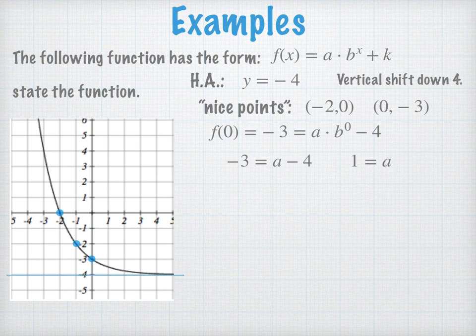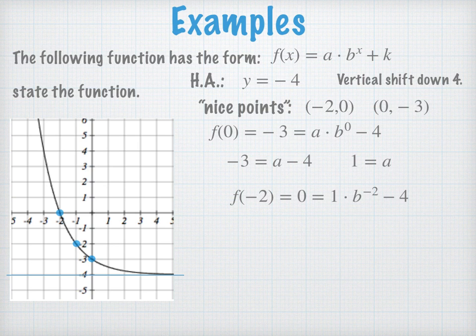So now we're going to plug what we know for a into our function, and we're going to use our other nice point, -2, 0. So when we plug in -2 for x, we should have it equaling 0. So 0 equals 1 times b to the -2 minus 4. We know that a equals 1, so we've plugged that in. We know that k equals -4, so we've plugged that in. And we're using the point, an x value of -2, a y value of 0.